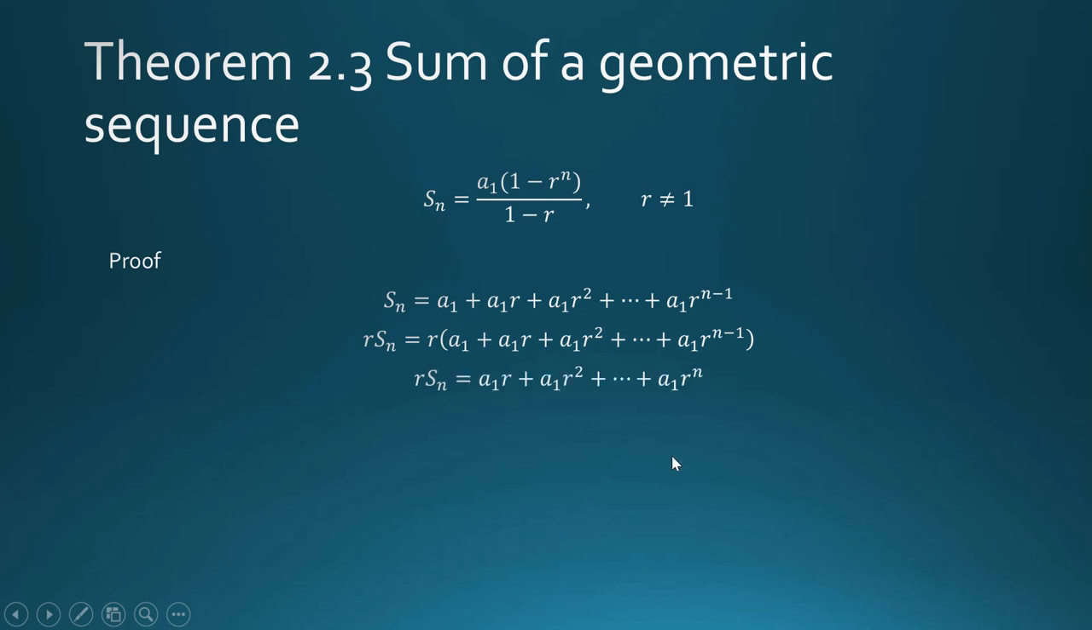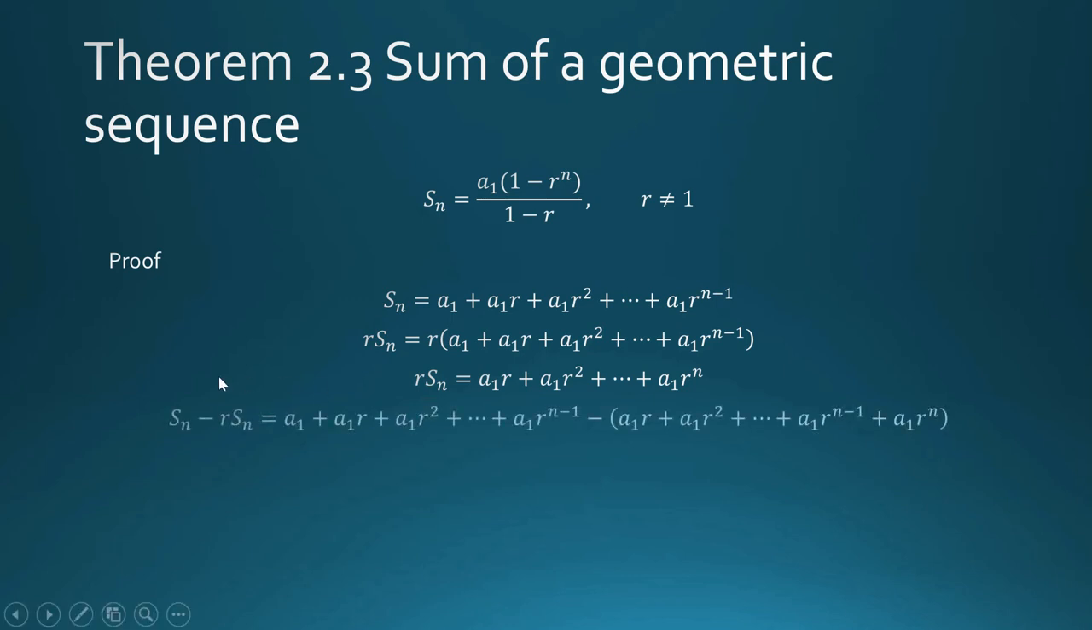We will apply the distributive property of multiplication over addition. So r times a sub 1 is this. r times the second term is this one, notice the exponents. Pay attention to your exponents until you get to the last term. So r times the last term here. Okay, you will add 1 to the exponent here. It becomes r to the n.